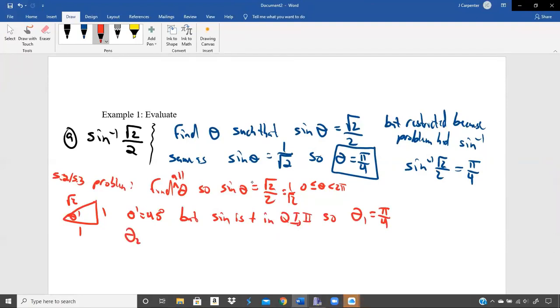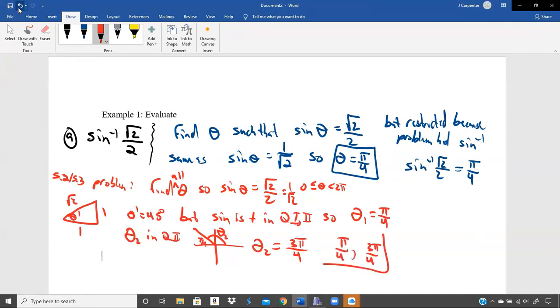But theta 2 should be in quadrant 2. So you put your reference angle of pi over 4 there. That's in quadrant 2, excuse me. So this right here is your pi over 4. This right here would be your second actual angle. And when you do pi minus pi over 4, it turns out that theta 2 is 3 pi over 4. So pi over 4 and 3 pi over 4 were the solutions.